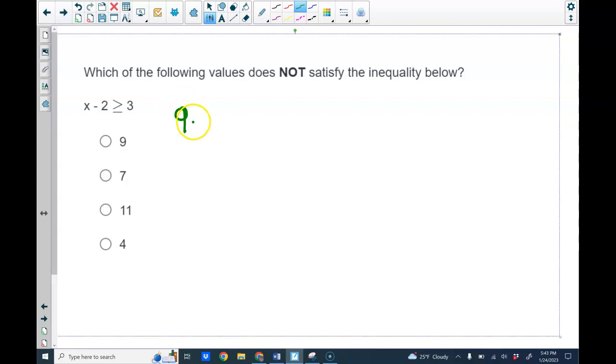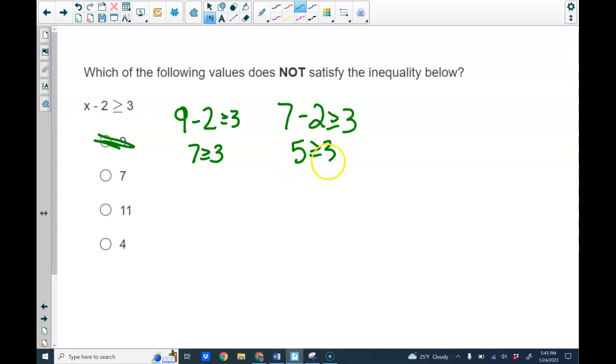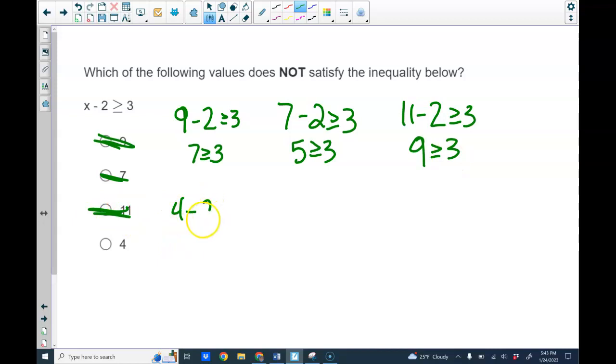So we could just plug in 9. 9 minus 2 is greater than or equal to 3. Well, 9 minus 2 is 7. 7 is greater than or equal to 3. So 9 works. I could try 7. 7 minus 2 is greater than or equal to 3. Well, 7 minus 2 is 5. So 5 is greater than or equal to 3. So 7 works. 11 minus 2 is greater than or equal to 3. 11 minus 2 is 9. 9 is greater than or equal to 3. And lastly, 4. 4 minus 2 is greater than or equal to 3. Well, 4 minus 2 is 2. 2 is not greater than or equal to 3. So it's going to be that 4 that doesn't work.